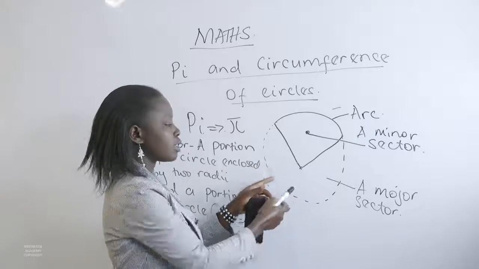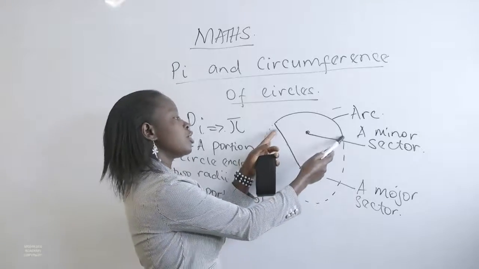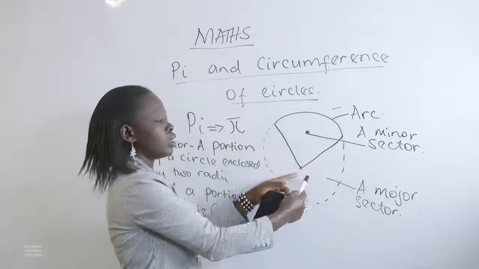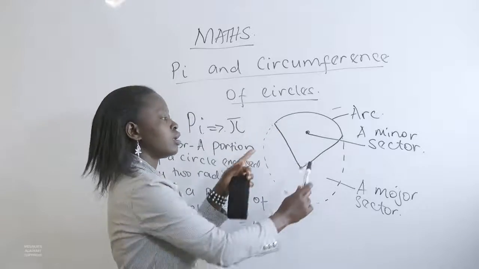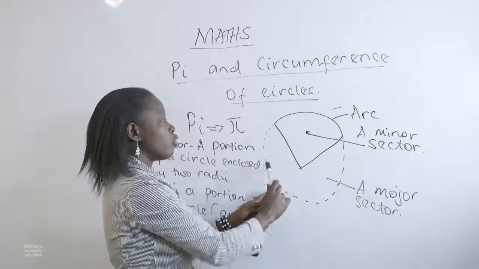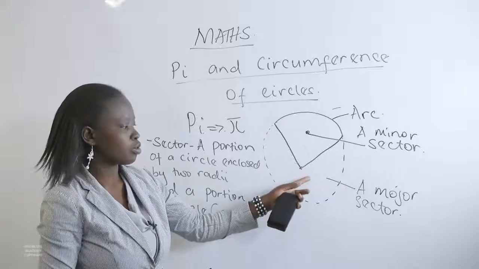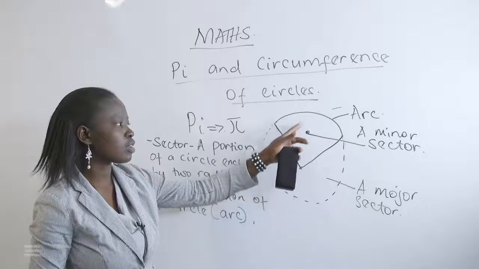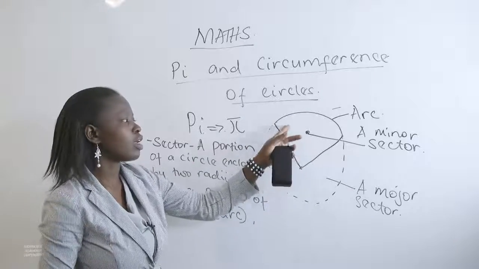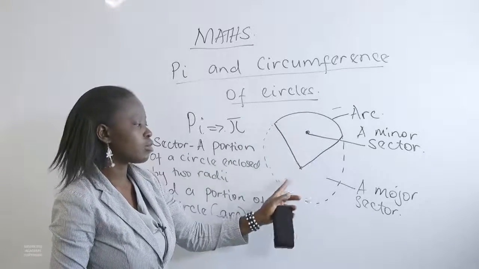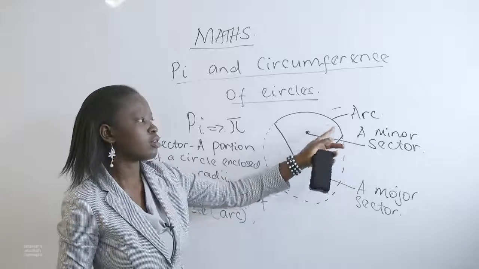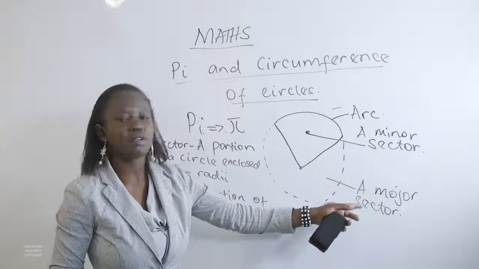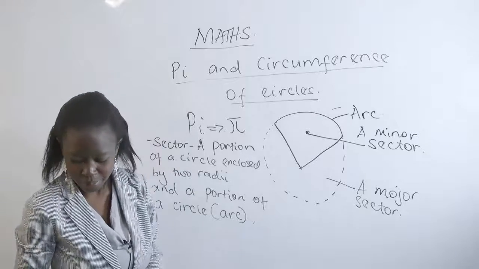The other part is still a sector because we are having two radii and a portion of a circle that have enclosed the given part. So it means that this is also a sector, this is a sector. But this one is a smaller part, this one is a larger part, so this gives us a minor sector, this gives us a major sector.